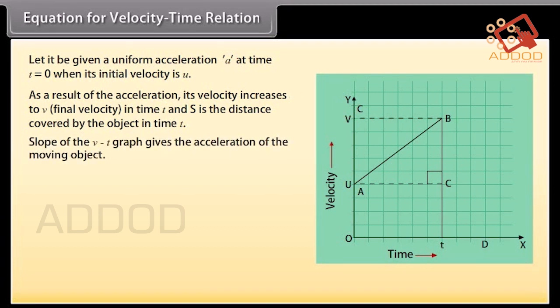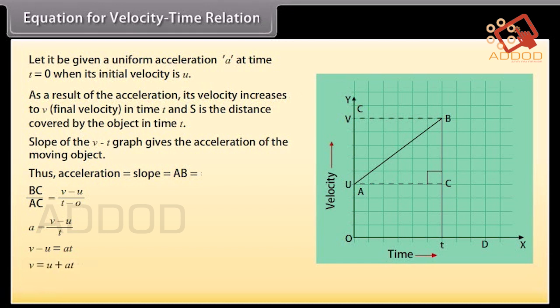Slope of the v-t graph gives the acceleration of the moving object. Thus, acceleration is equal to slope, which equals AB, which equals BC upon AC, which is equal to (v minus u) upon (t minus 0), where a is equal to (v minus u) upon t. This gives v minus u equal to at, so v equals u plus at, which is the first equation of motion.